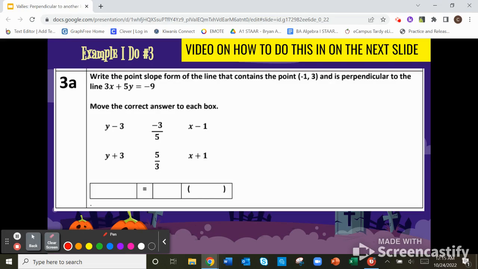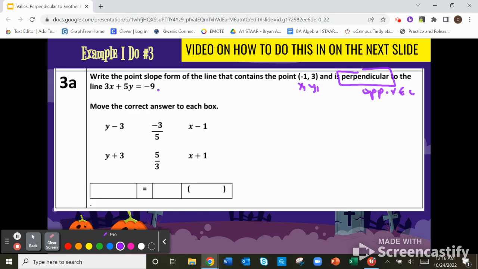All right, so finally our last question. We have: write the point slope form of the line that contains the point (-1, 3). So that's x1, y1. And it's perpendicular, so again, we're looking for the opposite reciprocal slope to the line 3x + 5y = -9. Now, remember for this one, our equation is written in standard form.